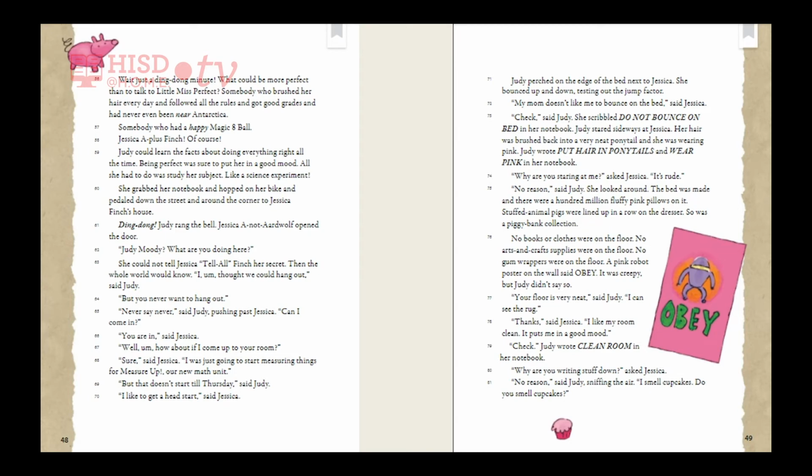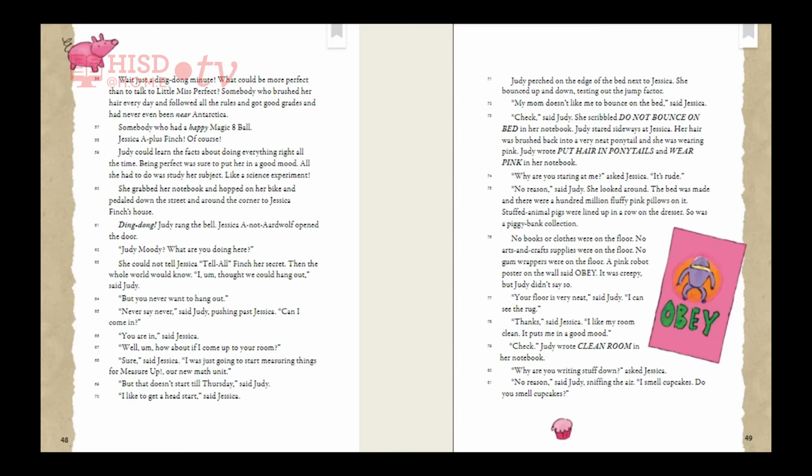All she had to do was study her subject, like a science experiment. She grabbed her notebook and hopped on her bike and pedaled down the street and around the corner to Jessica Finch's house. Ding dong! Judy rang the doorbell. Jessica A. Finch opened the door. "Judy Moody, what are you doing here?" She could not tell Jessica all-tell Finch her secret.